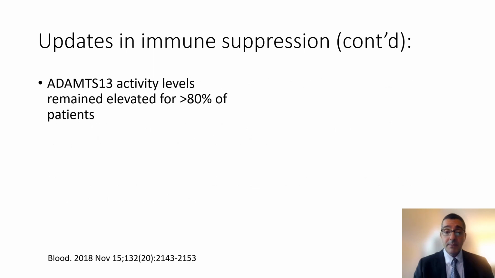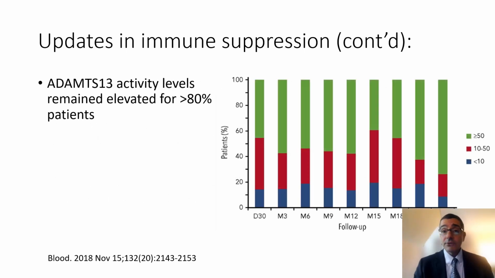Now for many patients, the activity levels are usually above 80%. And so, they're usually elevated over 80%. These green bars show the number of people who had greater than 50%, the red is from 10 to 50, and you can see only a minority had levels that were less than 10% over the course of time.